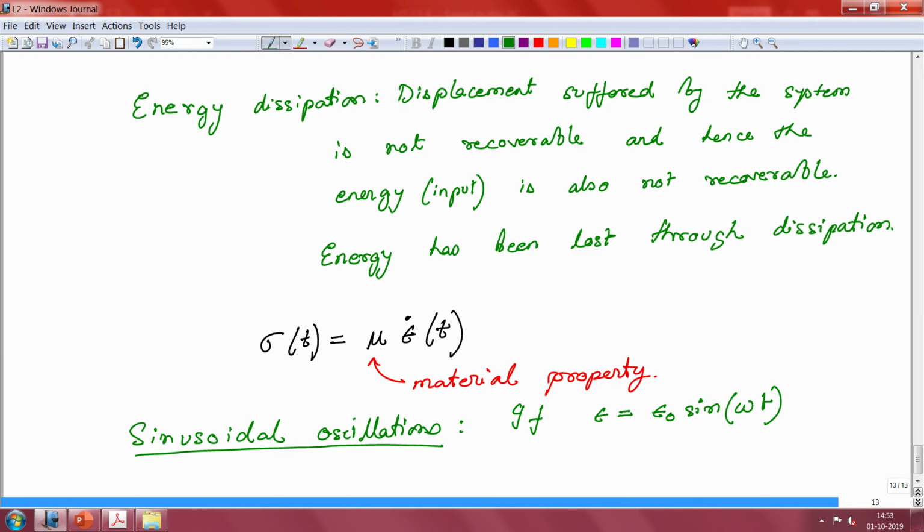Let us say, then, your sigma t is mu epsilon naught omega sine of omega t plus pi by 2. So, I have just used this relationship to get this relationship between the sinusoidal oscillations.